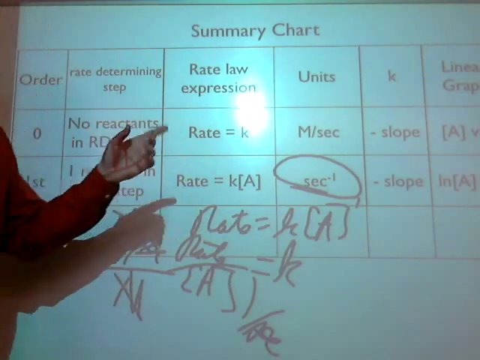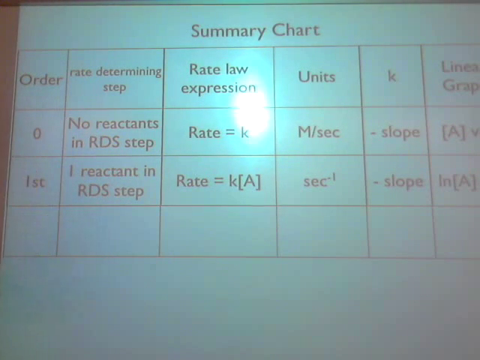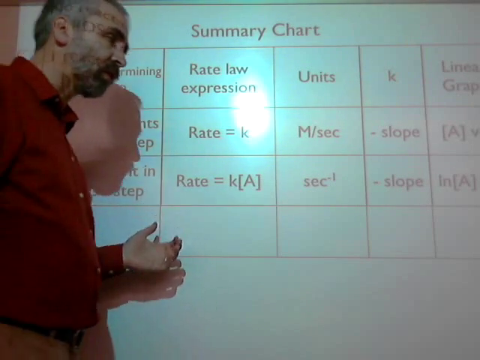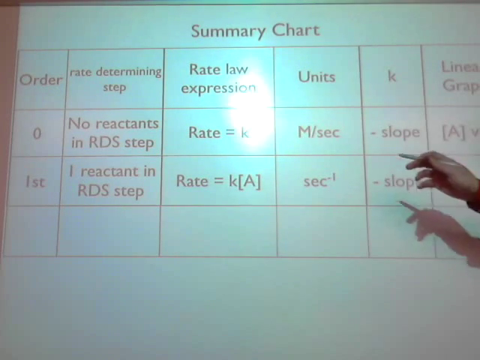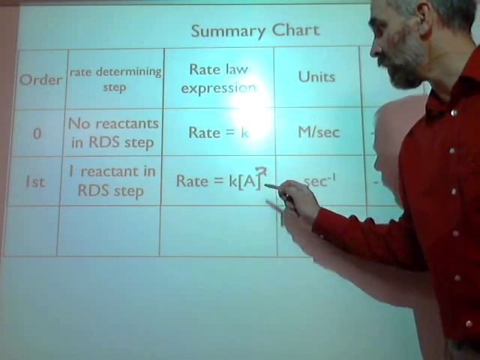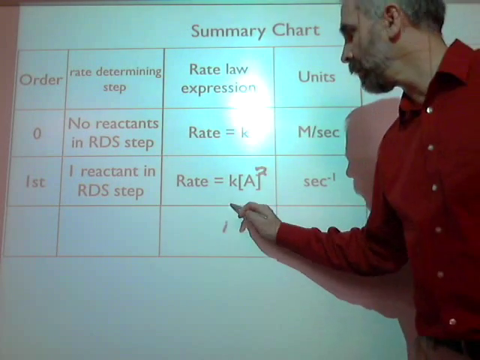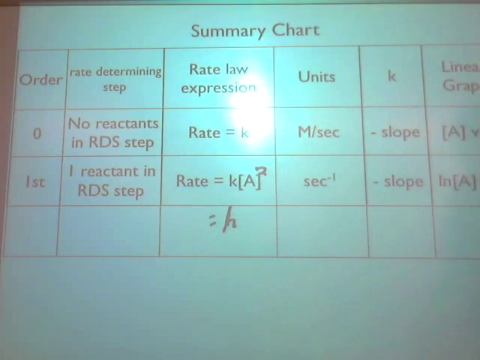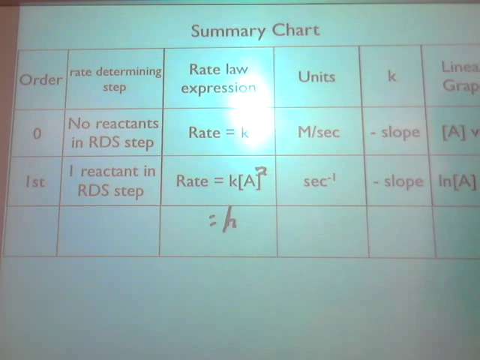Without me telling you, who can tell me what the units of a second order reaction are going to have to be? Think about it. What I just did there, apply it to a second order reaction. Second order reaction is going to be rate equals K, A to the second power, right? Rearrange it in your head. What's K going to be? And then figure out what the units are. What will the units of K be in this case?